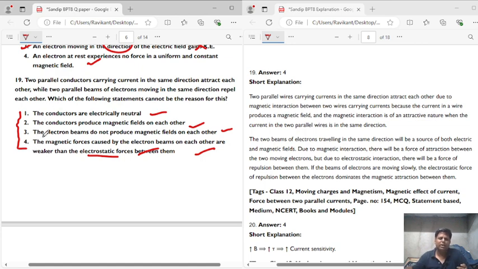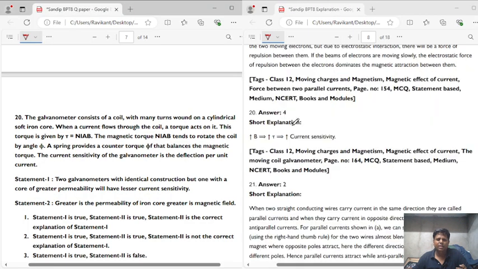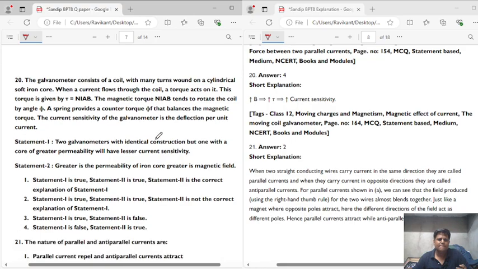Let's see question number 20 then. Question number 20, it says that the galvanometer consists of a coil with many turns wound on the cylindrical soft iron core. When a current flows through the coil, a torque acts on it, right?